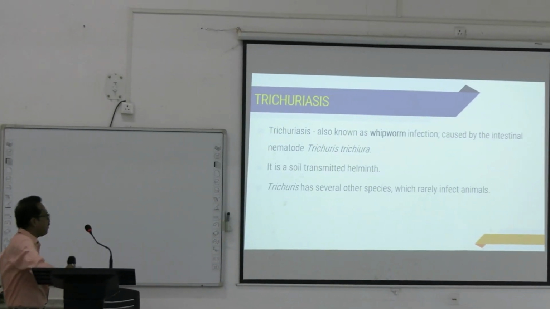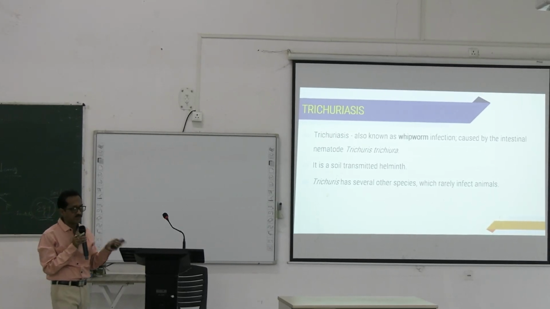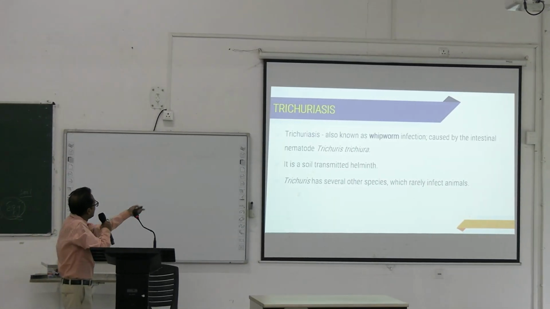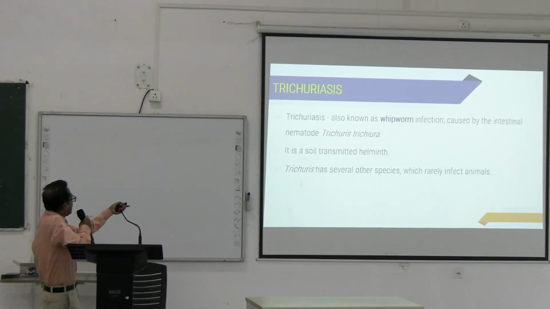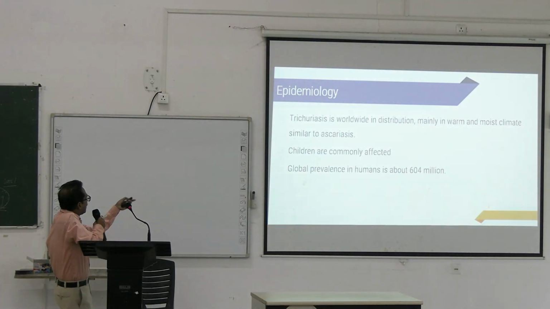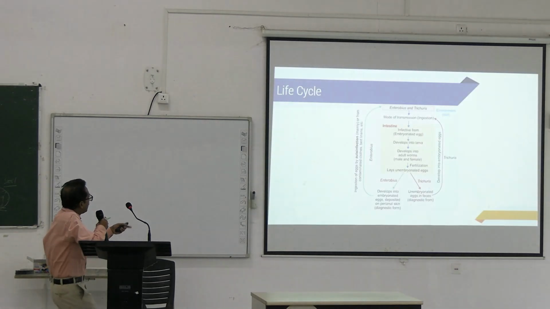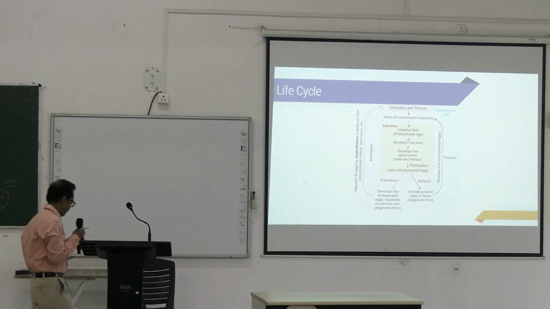Why is it called whipworm? Because the female worm looks like a whip. The female Trichuris worm looks like a whip. It is a soil transmitted helminth. Trichuris has several other species. It has a worldwide distribution. Children are commonly affected. Adult, larva, 4 stages. The adult worm resembles the handle of a whip. That's why it's called whipworm. So this is the life cycle.